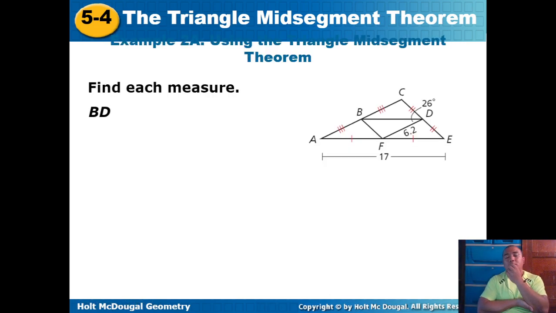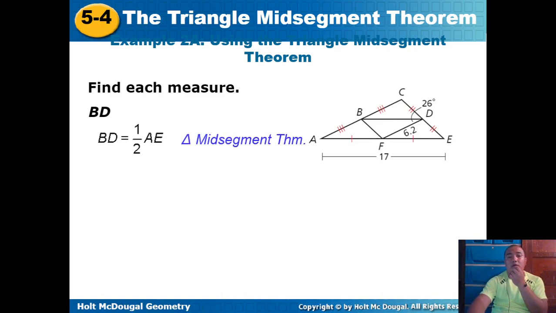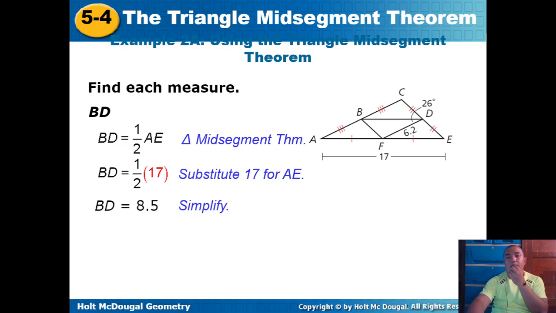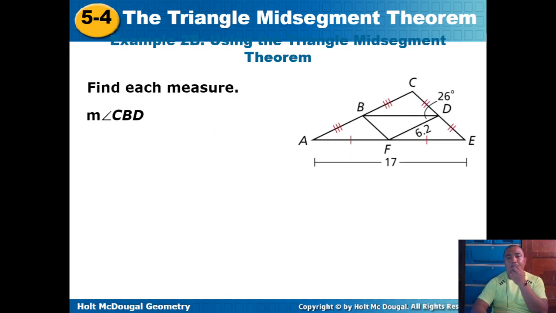Okay, find each measure. BD. What is the length of BD? If AE is 17, BD is 1/2 of 17. By the midsegment theorem, BD is 1/2 AE. 1/2 of 17 is 8.5. 8.5 is the length of BD.